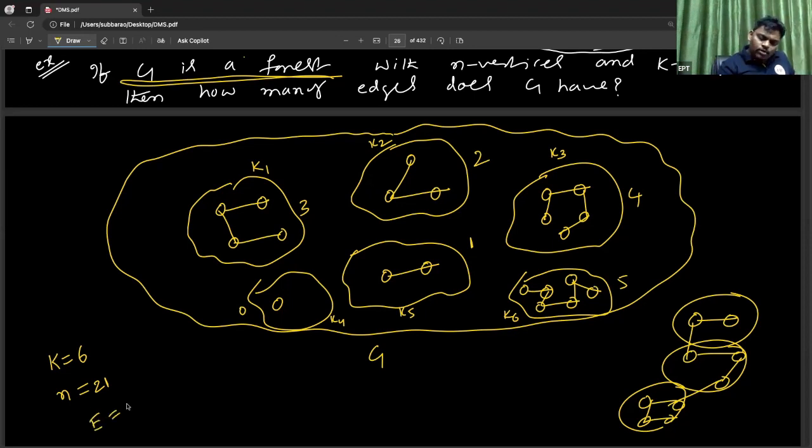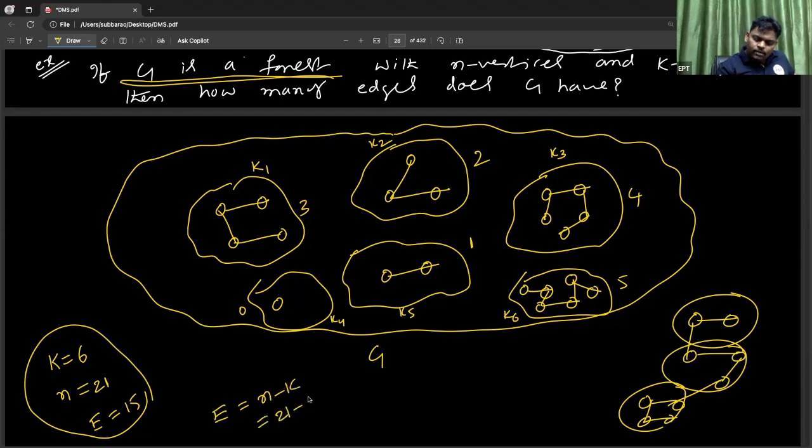Can you see the relation between all these 3 components? If you want, you can check. The number of edges is equal to n minus k. Am I right? 21 minus k, 6, which is going to be 15. The number of vertices minus components is going to be the number of edges. This is the formula between them. Can you remember this also?